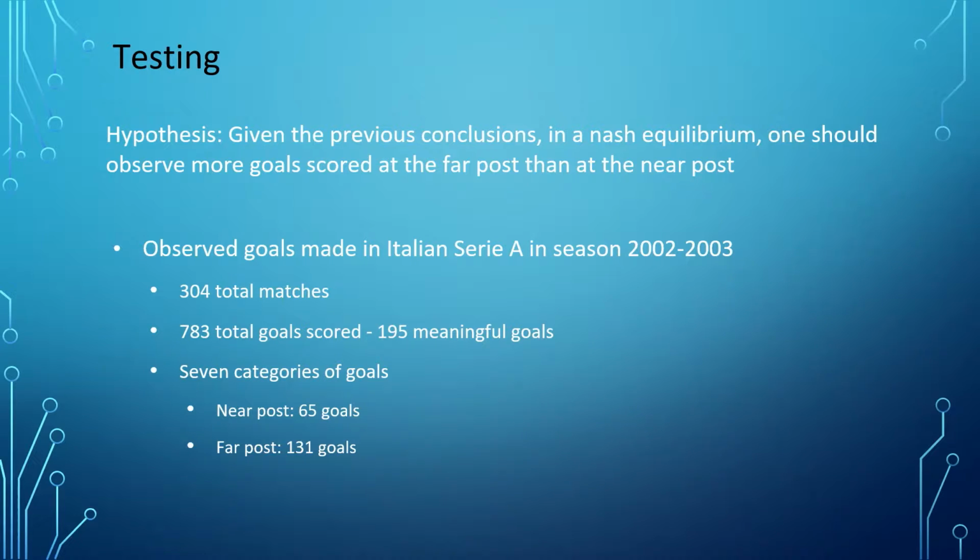To test the Nash equilibrium and parameterization that the author developed, the author chose to analyze and classify all goals scored in the Italian Serie A in the season 2002 to 2003. Another testing option would have been to record all shots taken on goal in a variety of games, determine whether the striker had the choice between near and far posts, determine where the striker aimed, and then note whether or not the goal was scored.